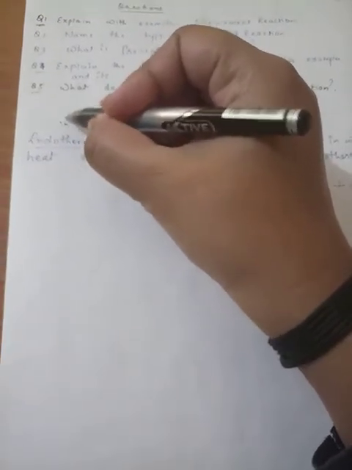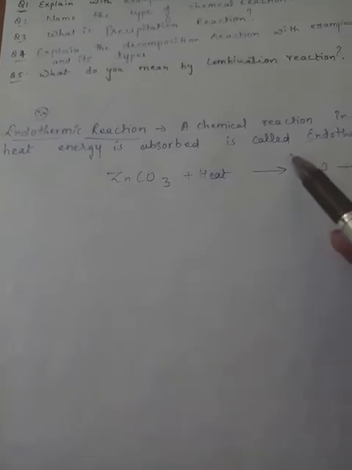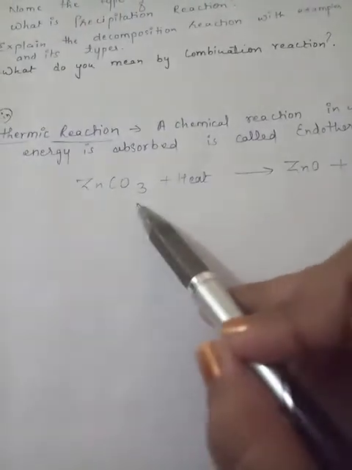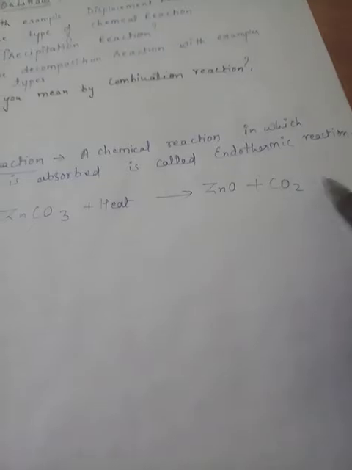Another one is endo. Endo means in, and here something is getting into the reaction. So a chemical reaction in which heat is absorbed is called an endothermic reaction. Zinc carbonate, heat is being absorbed. When the heat is written here on the reactant side, then the heat is absorbed. When the heat is written on the product side, then the heat is released.